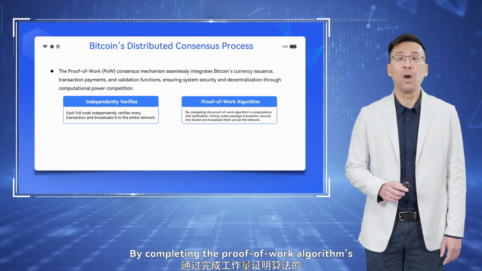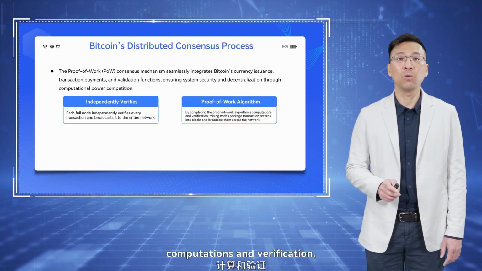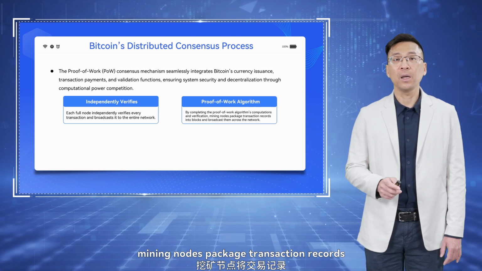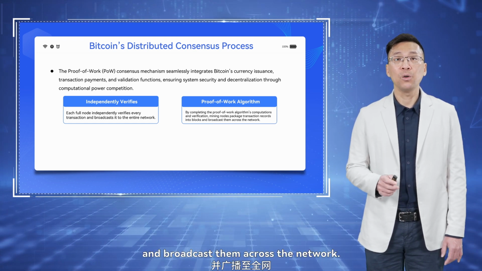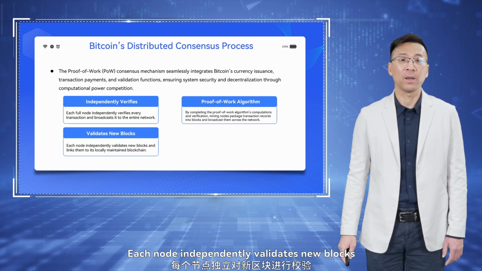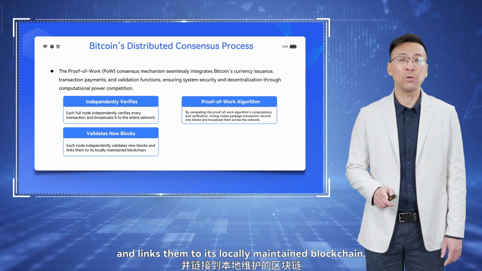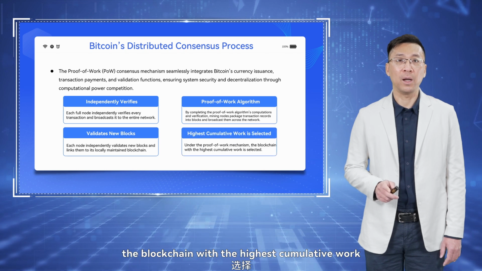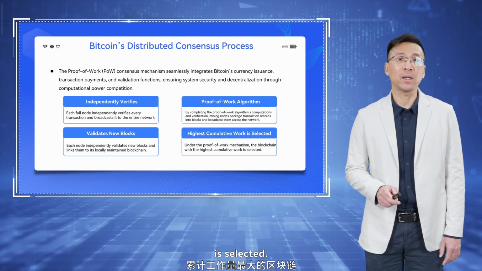By completing the proof-of-work algorithm's computations and verification, mining nodes package transaction records into blocks and broadcast them across the network. Each node independently validates new blocks and links them to its locally maintained blockchain. Under the proof-of-work mechanism, the blockchain with the highest cumulative work is selected.